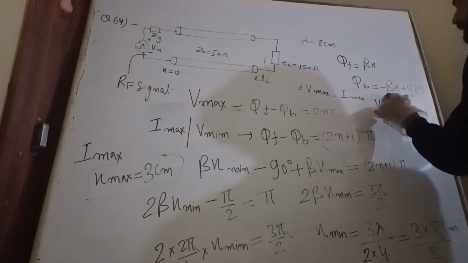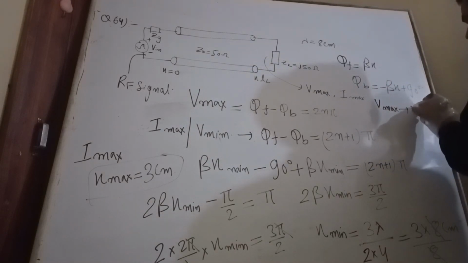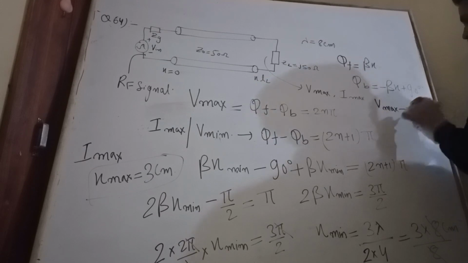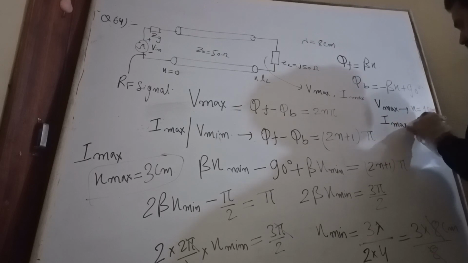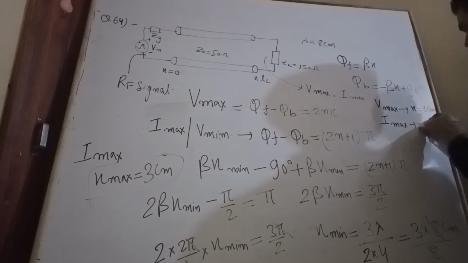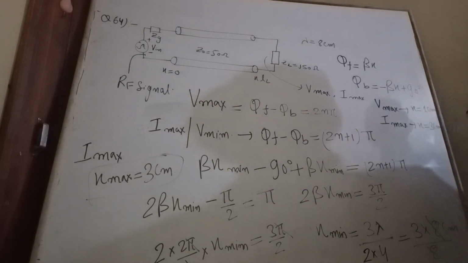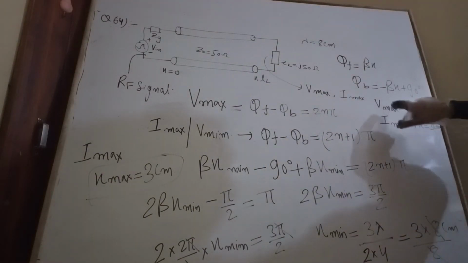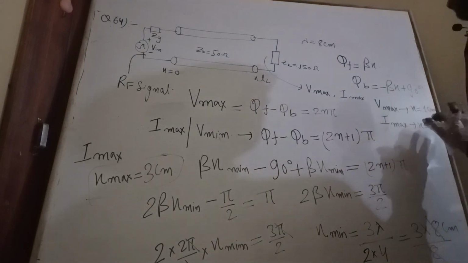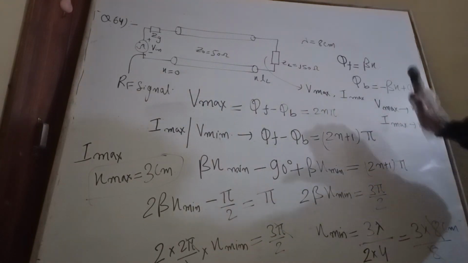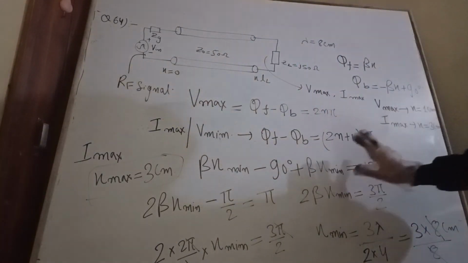So therefore we got voltage maxima at the distance of x is equal to 1 centimeter, and we got current maxima at x is equal to 3 centimeter. So this is all about voltage maxima and current minima.